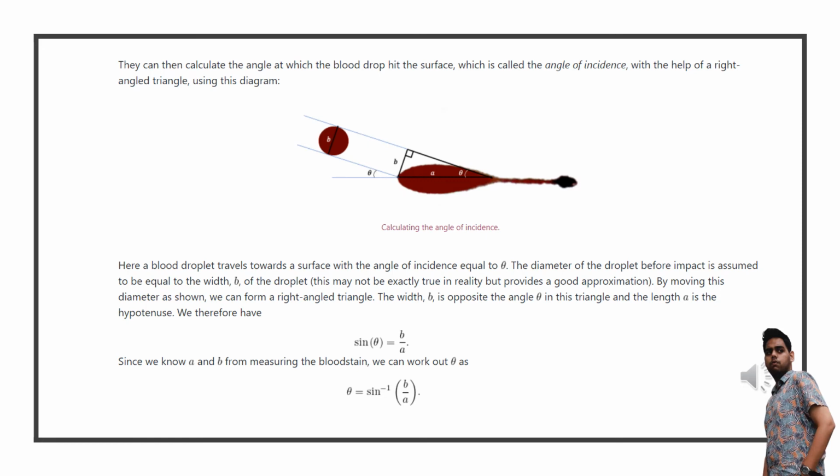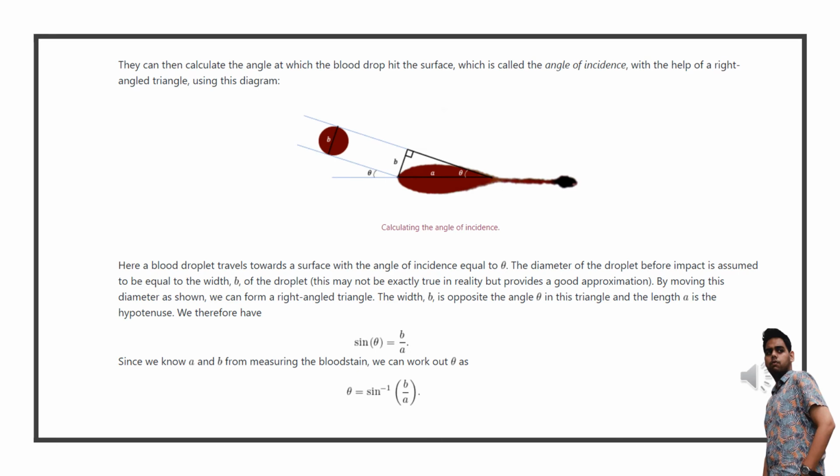Here a blood droplet travels toward the surface with the angle of incidence equal to theta. The diameter of the droplet before impact is assumed to be equal to the width b of the droplet. This may not be exactly true in reality but provides a good approximation. By moving this diameter as shown, we can form a right angle triangle.